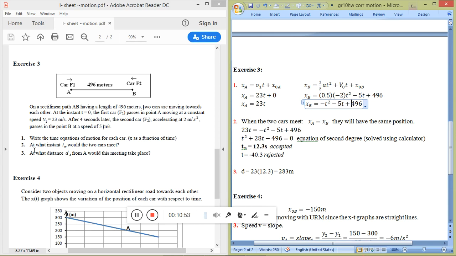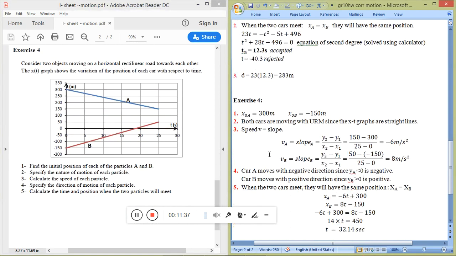Number 2, at what instant t would the two cars meet? When the two cars meet, they will have the same position, so we say xa equals xb. This is an equation of second degree. Using the calculator to solve it, we have two roots, a positive and a negative answer. Of course, the positive time is accepted. We don't have a negative time. Number 3, at what distance from A would this meeting take place? So we have the time of the meeting. We substitute it in either of these two equations, and we'll have the distance of the meeting.